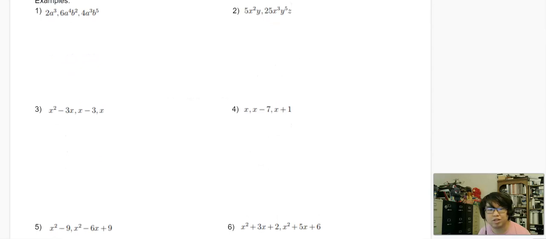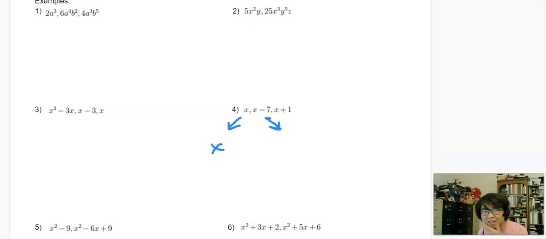So I'll be doing the one on the right, and then I'll let you guys think about those other ones. We'll do them in class if you need to. On the one on the right, we have x minus 7, and x plus 1. Now, when you do the factoring for this, x doesn't have anything multiplied by it, so we just leave it there. X minus 7.